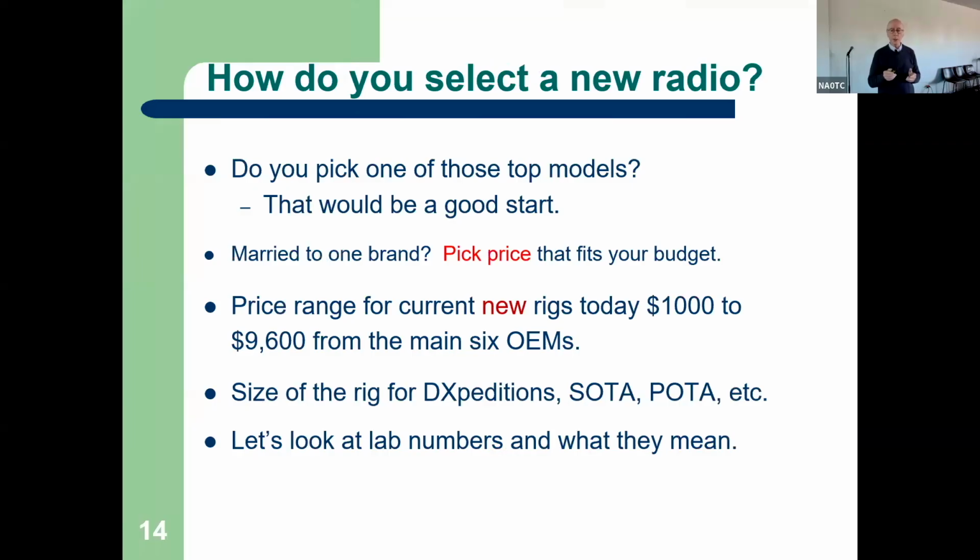So how are you going to select a new radio? Well, I'd say pick one of those 26. You can't go wrong. You can pick anything you want, but that's a lot of choices. All the brands are there. If you have been running Yaesu forever and want to stay with it, pick one that fits your budget. The price range today is astounding, $1,000, occasionally a little bit later when there's sales, up to $9,600 for the newest Flex with the 500-watt amplifier. So the prices are all over the map.